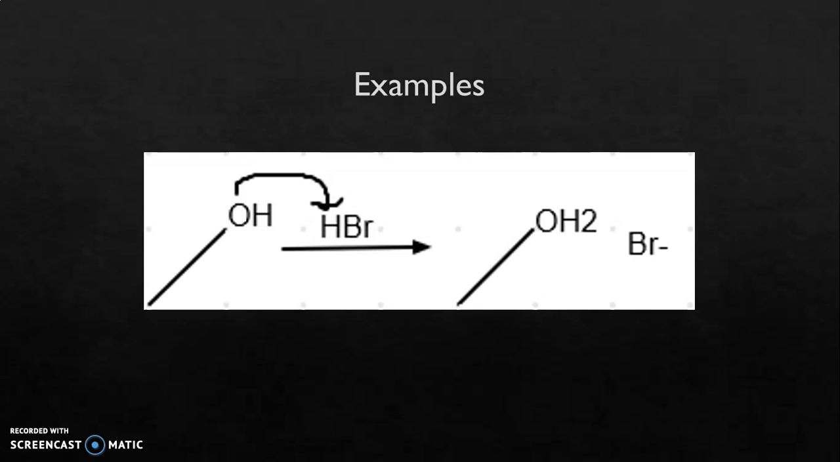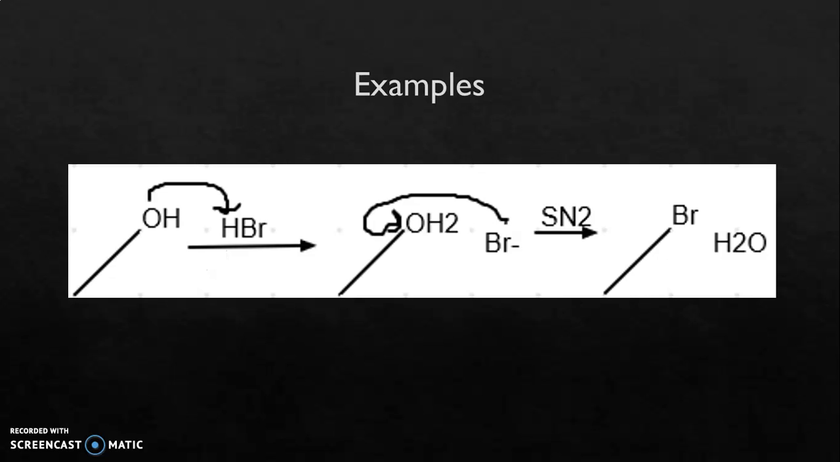Here we have our OH2, which is positive on the oxygen, and that's going to make for a great leaving group. So the Br minus is going to come in SN2 style and kick off the OH2, and it's going to leave you with an alkyl bromide and water.